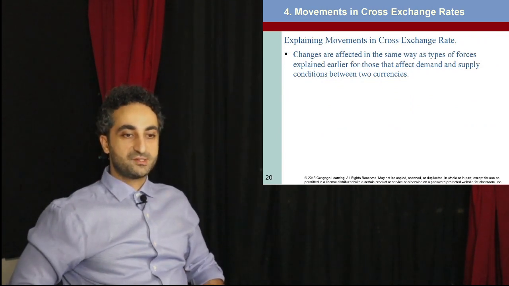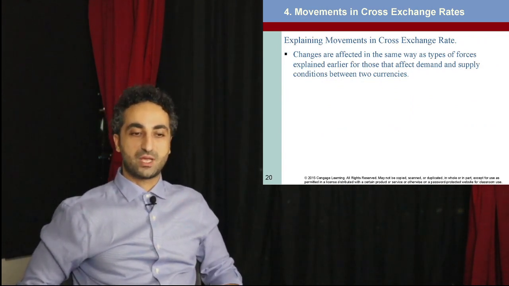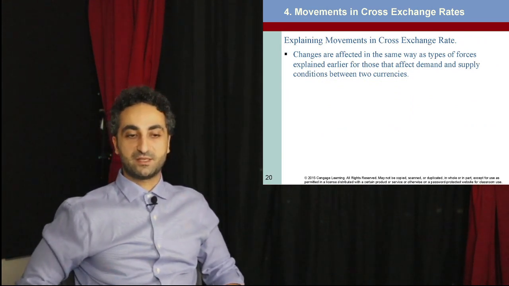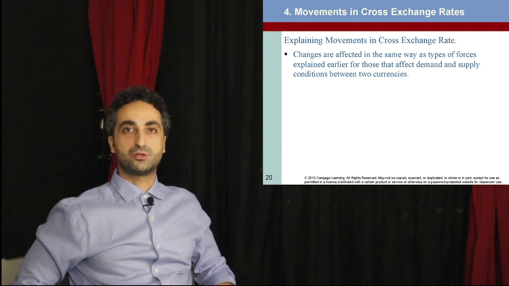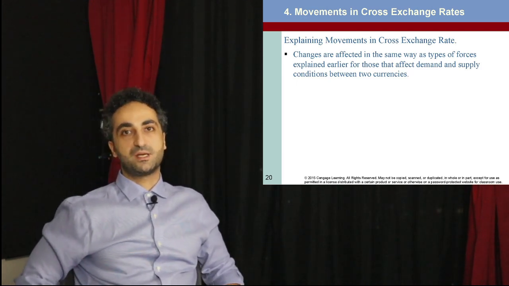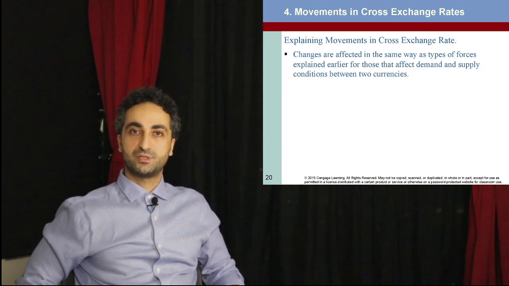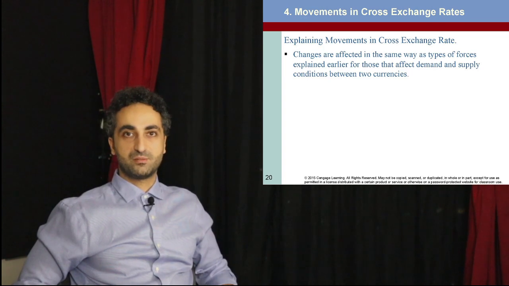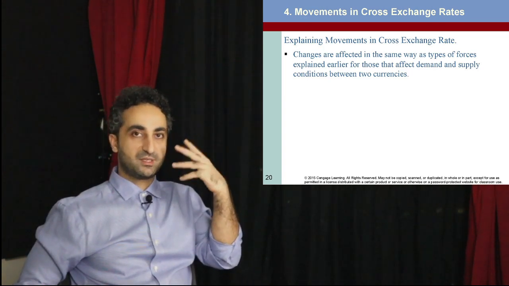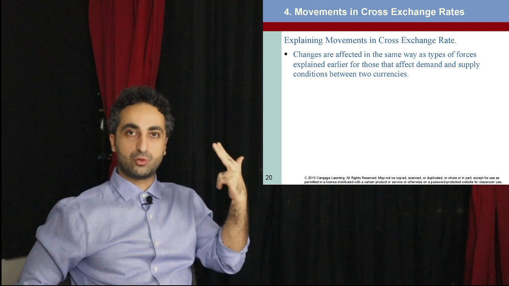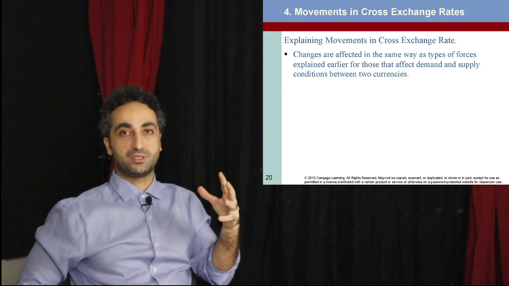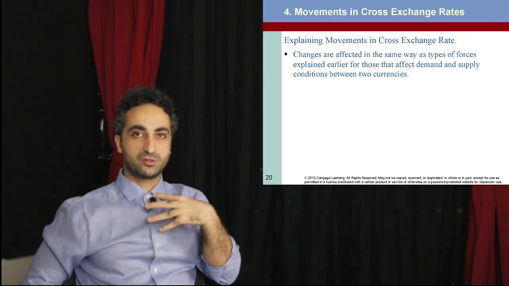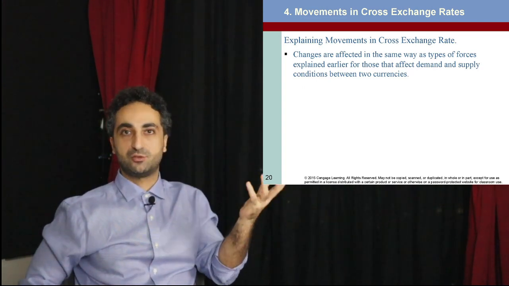Okay, so changes are affected in the same way as types of forces explained earlier for those that affect demand and supply conditions. So these factors are something really important. I need you to take some time to go back to them, try to read them, and create examples in your head and try to go with the example. It should be logical. It should make sense to you. You should be able to convince yourself first, then someone else who doesn't know about it.